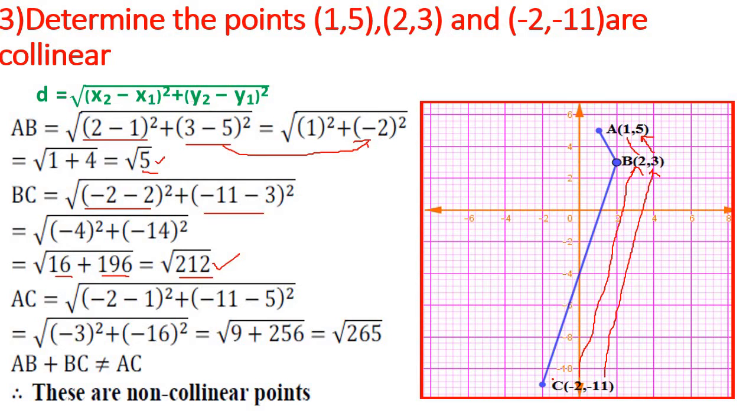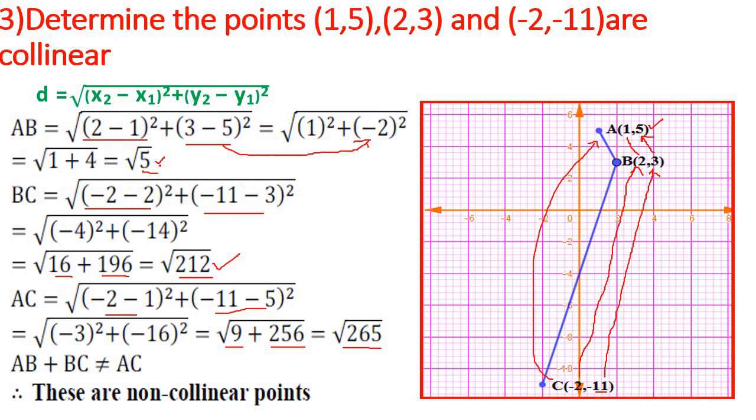Next, find out the length of AC. So the length of AC is nothing but (-2 minus 1) whole square plus (-11 minus 5) whole square. Then minus 2 minus 1 is minus 3, square, plus minus 11 minus 5 is minus 16, square. So 3 square is 9. Then 16 square is 256. Then the answer we will get is square root of 256.